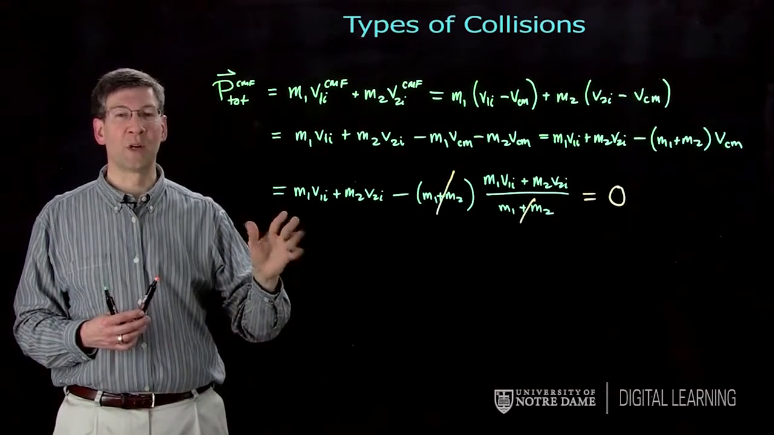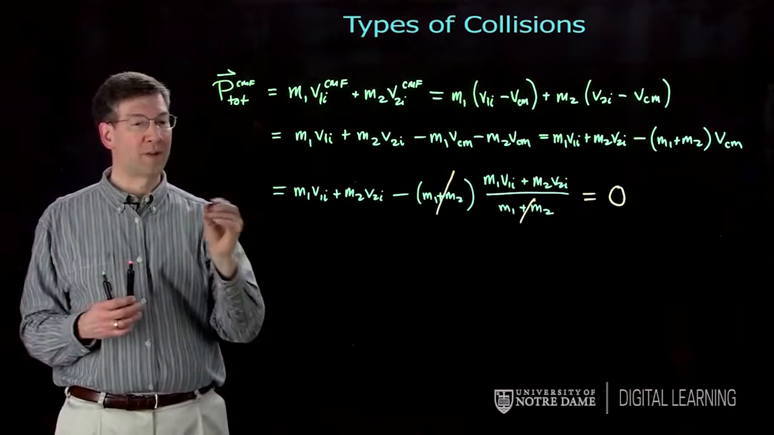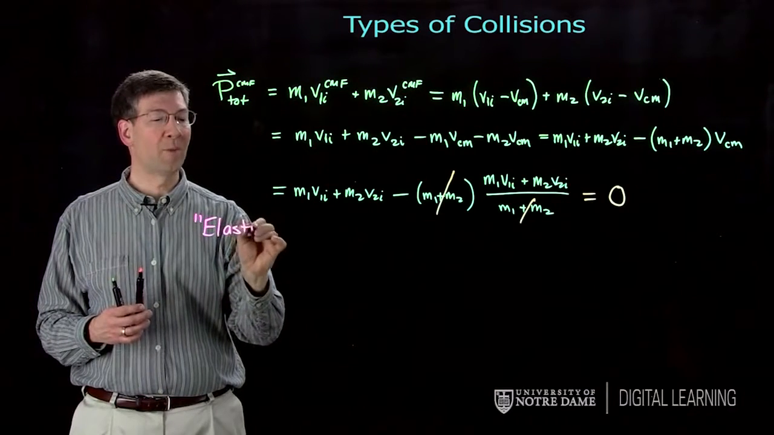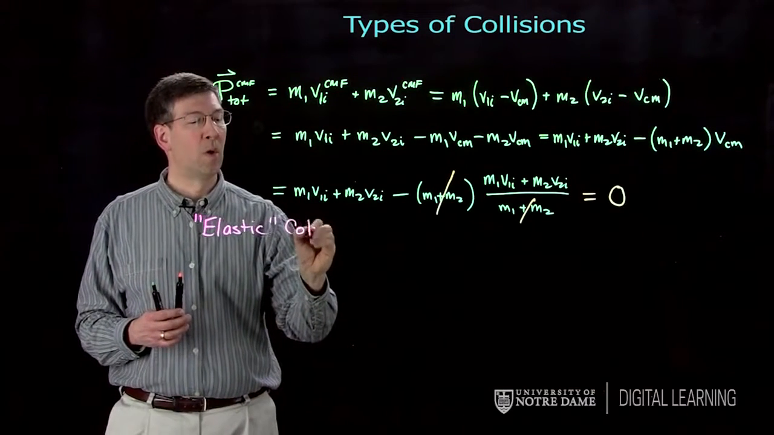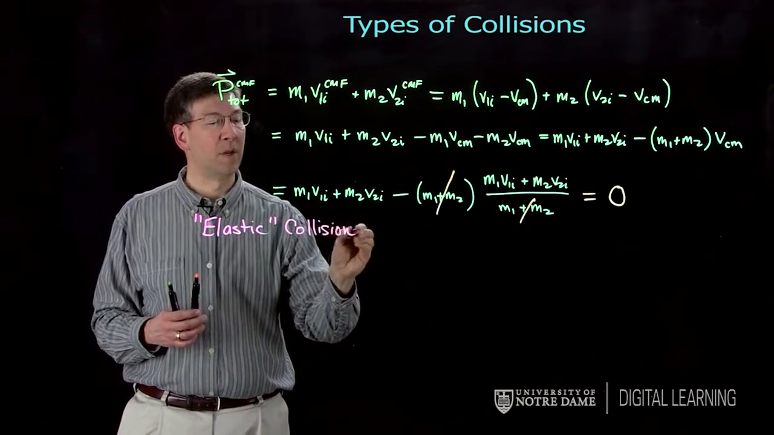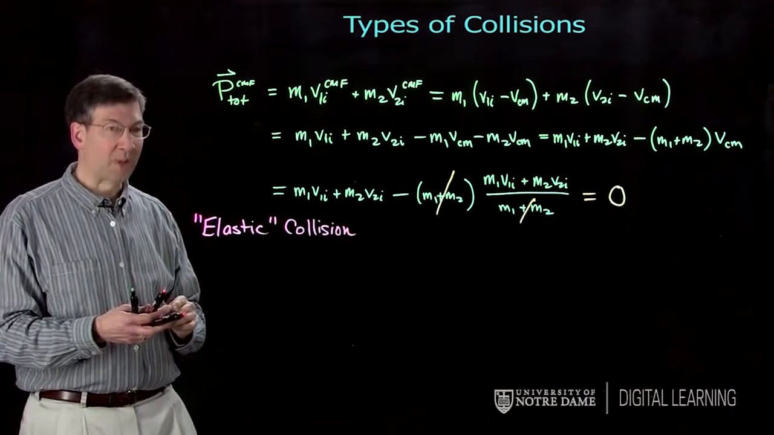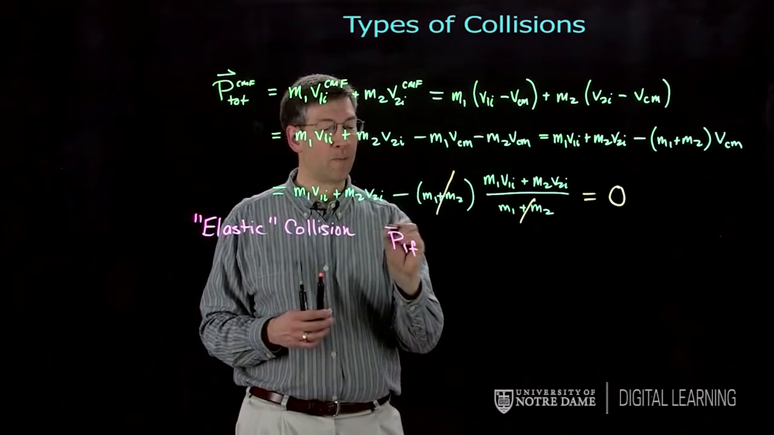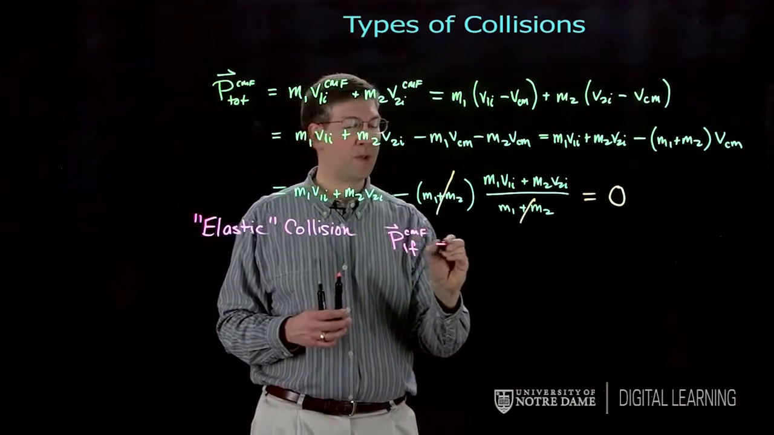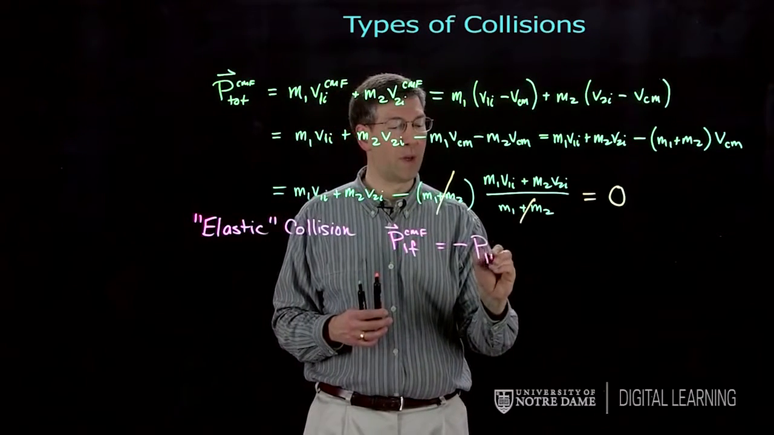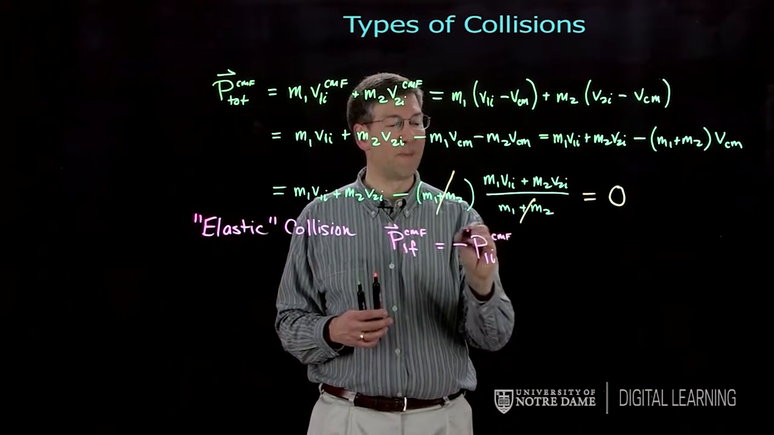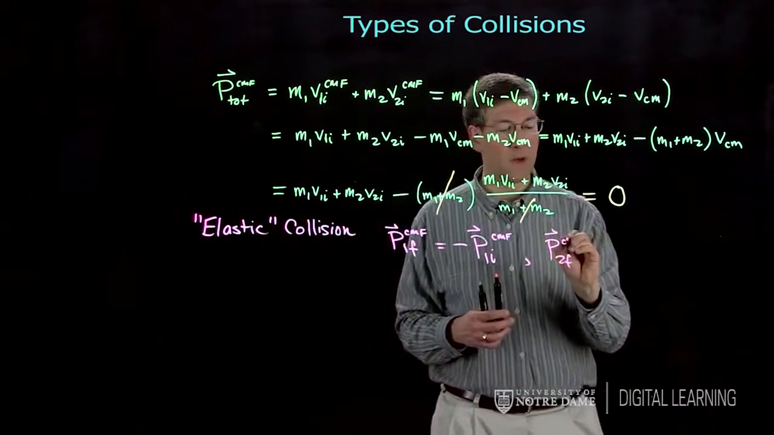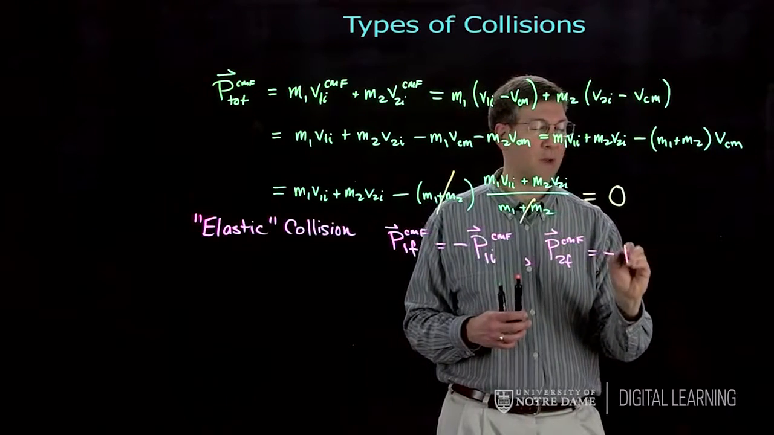OK, so now that we've demonstrated that, we go back to our idea of an elastic collision. So in an elastic collision, we want the objects to bounce. And so in an elastic collision in this frame, the objects bounce. And so we would have that P1 final in our center of mass frame is equal to minus P1 initial in our center of mass frame, and P2 final in this frame is equal to minus P2 initial.